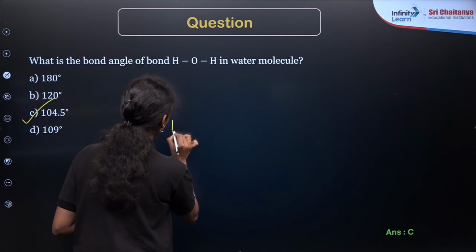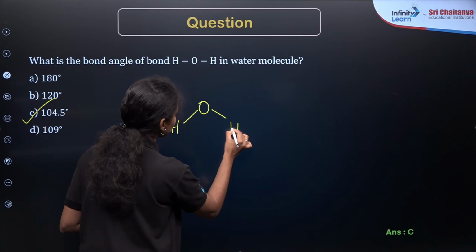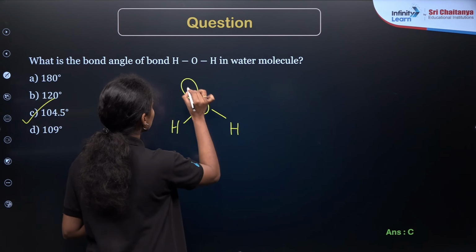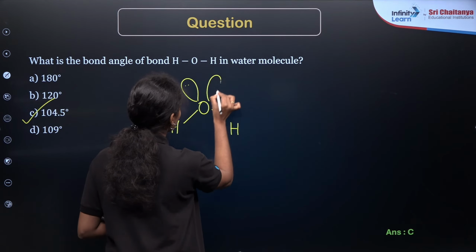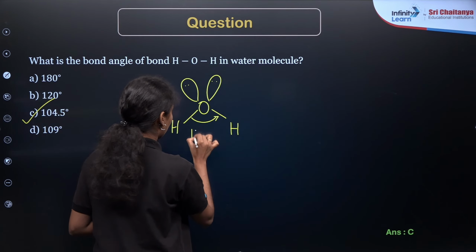If you are drawing the structure of the water molecule, as we already know, H2O, right? 2 hydrogen atoms and 1 oxygen. In the case of oxygen, there will be 2 lone pairs present. So this will be the bond angle, which is equal to 104.5 degrees.